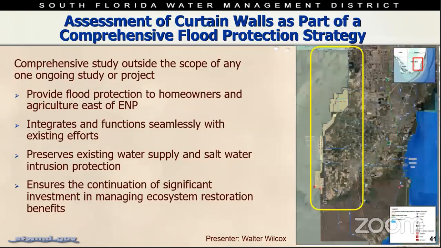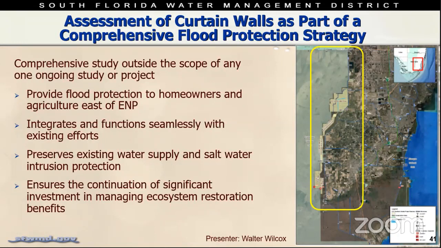If you can go on to the next slide, I'll come back to those maps, don't worry. Our current thinking, and what we're trying to set up here today, is looking at these curtain walls as part of a comprehensive flood protection strategy within the South Dade area. The way we're framing it is that we're looking to provide flood protection to homeowners and agricultural areas east of Everglades National Park in the developed portions of western Miami-Dade County. But that's not the sole objective. From the South Dade study and from the SERP efforts we've already supported, we know that those outcomes tend to integrate seamlessly with the existing efforts, which are largely focused on restoration within Everglades National Park.